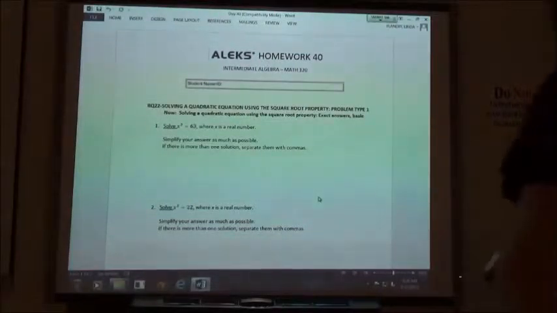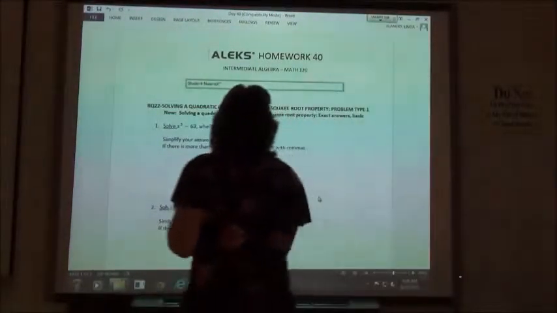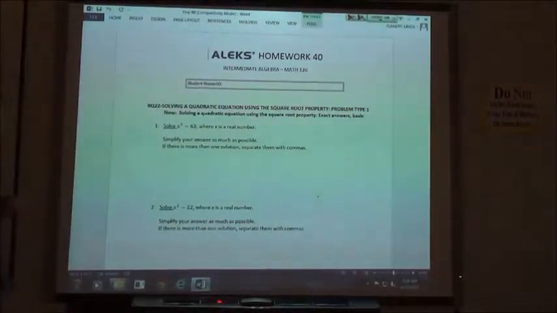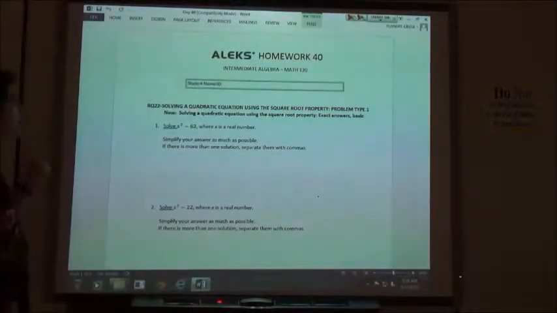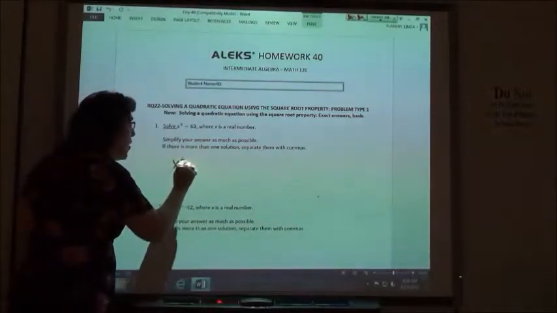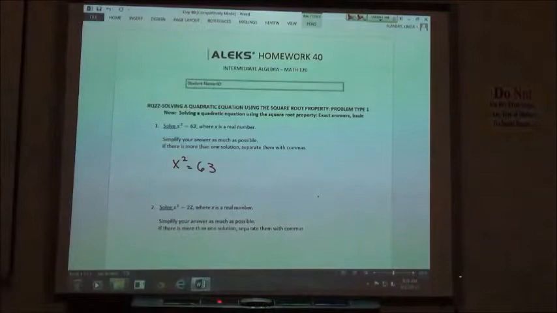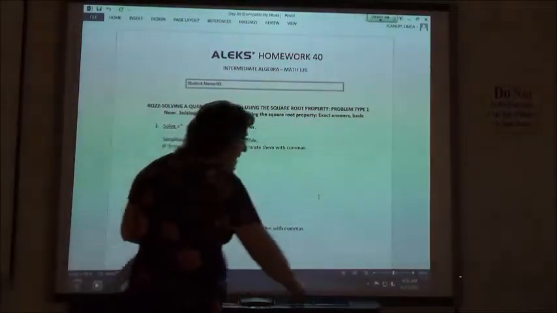All right, intermediate algebra homework day 40. We are solving equations that have squares in them. It says if I have x squared equals 63. Well, that one's not a perfect square. So before we do that one, let's think about an easier one.